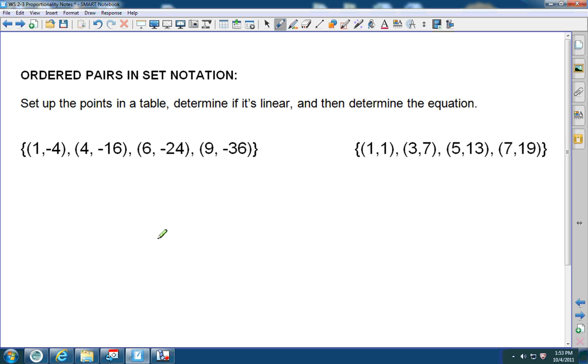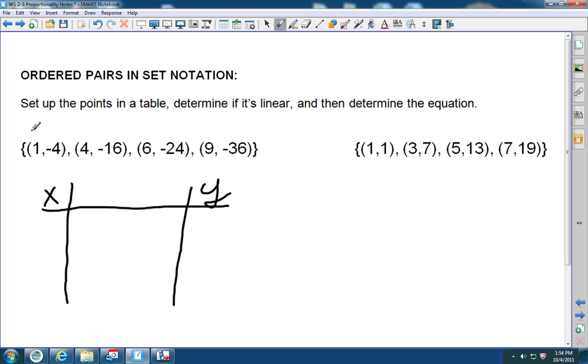Now, if you look at these points in set notation, or if they're just giving you a list of points, put the points in the table as the first step. So I have x, then y. Remember that that's how they go here. X, then y, and so on. I've got 1, negative 4, 4, negative 16, 6, negative 24, 9, and negative 36.